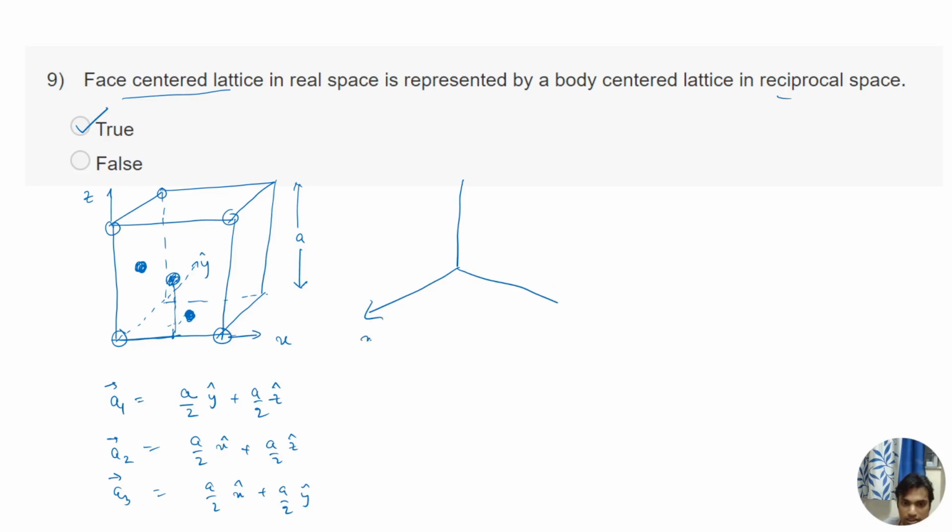Or I'm drawing another view of the planes. So let's say this is x, this is y, and this is z, and this is a, a, a. So this is one face center, this is one face center, this is one face center, and we are starting from here. So these are the 4 points which I am drawing. This is a different view. Are you convinced now? This is like the a1 vector.